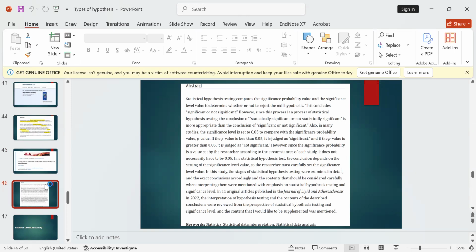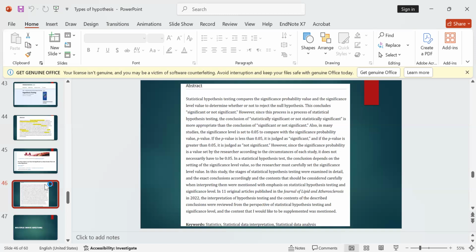However, since this is the process of statistical hypothesis testing, the conclusion of statistically significant or not statistically significant is more appropriate than the conclusion of significant or non-significant. Also, in many studies, the significance level is set to be 0.05 to compare with the significance probability value, which is the p-value. If the p-value is less than 0.05, it is judged as significant. And if the p-value is greater than 0.05, it is judged as non-significant.